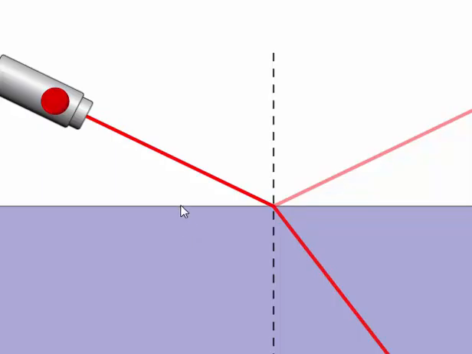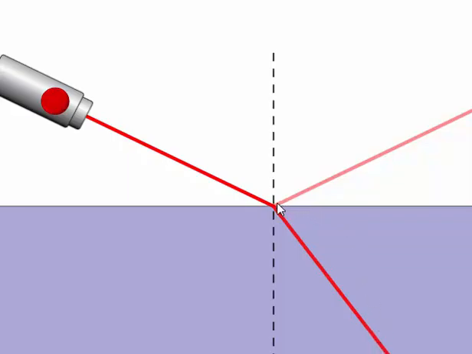In this lab activity, we will allow a beam of light to travel from air into glass and measure the angle of incidence and the angle of refraction. The ray of light that falls on the interface. Now, this is the interface between air above and glass below. The ray of light that falls on the interface is called the incident ray, and the ray that goes into glass is called the refracted ray.